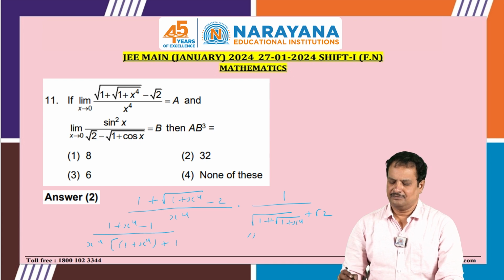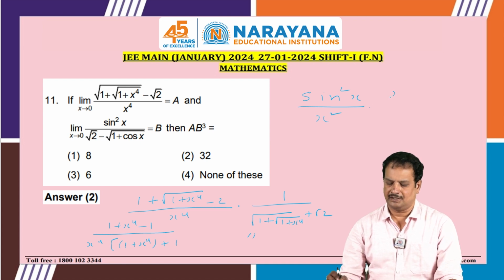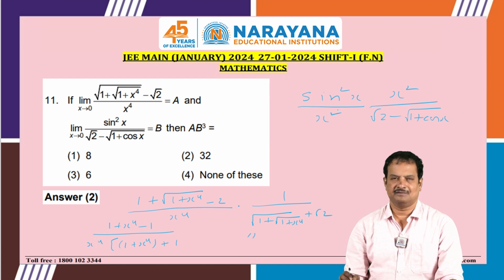In the same way, if you now take the next one, what is that one? B, sine square x. To simplify this one easily, better you take by x square, into x square by root 2 minus root over 1 plus cos x. Because the limit of this one is 1 only. As you can see, when x tends to 0, sin x by x is 1 only. So this is 1 only. And here we have x square by this one. It is 0 by 0 form. So either you can go for L'Hospital's rule, or you rationalize this one.